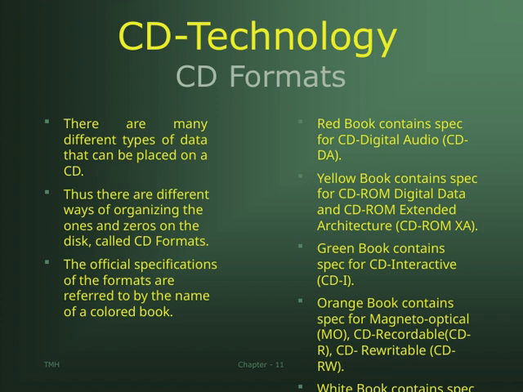as standard music CDs. The yellow book, on the other hand, defines the standards for CD-ROM digital data and the extended architecture, known as CD-ROM XA. Moving on, the green book covers the specifications for CD Interactive, or CDI, which was designed for multimedia applications. The orange book is quite versatile. It includes standards for magneto-optical discs, CD recordable, and CD rewritable formats. These are the formats that allow you to record and rewrite data multiple times. Lastly, the white book sets the standards for photo CD and video CD, enabling high-quality images and video content.